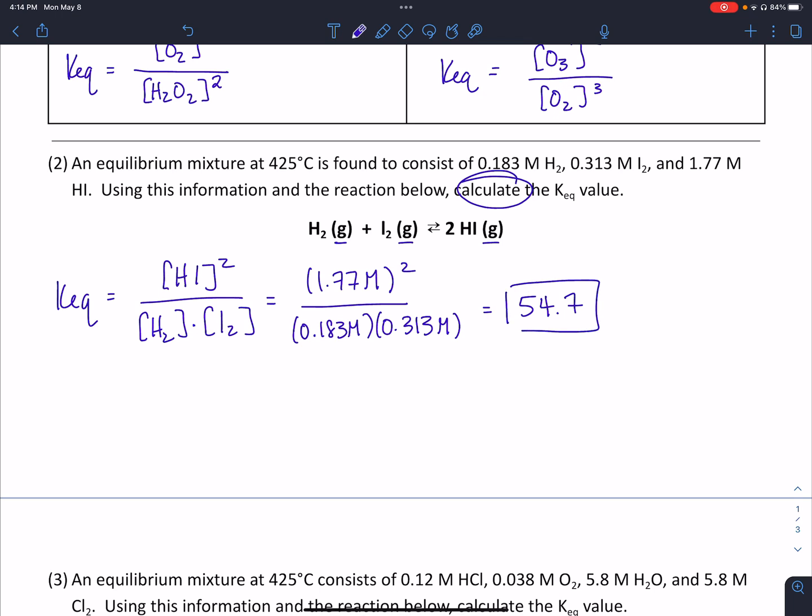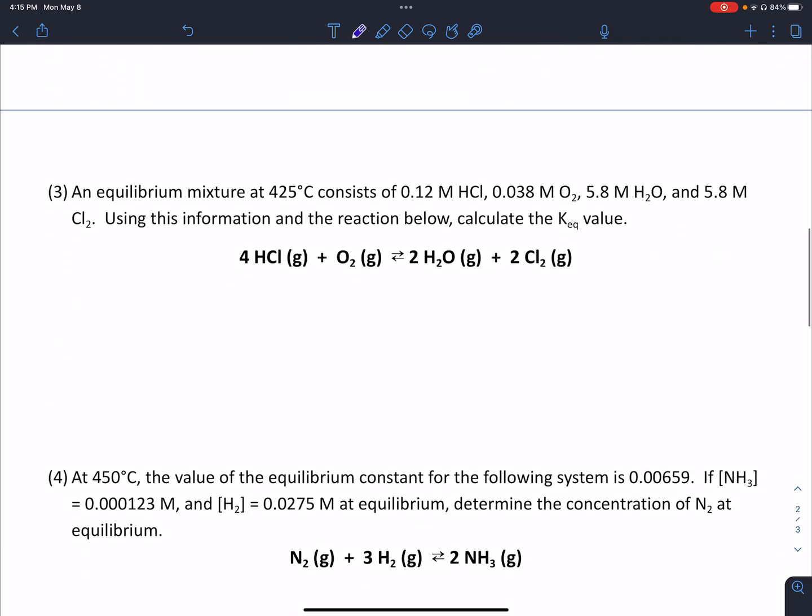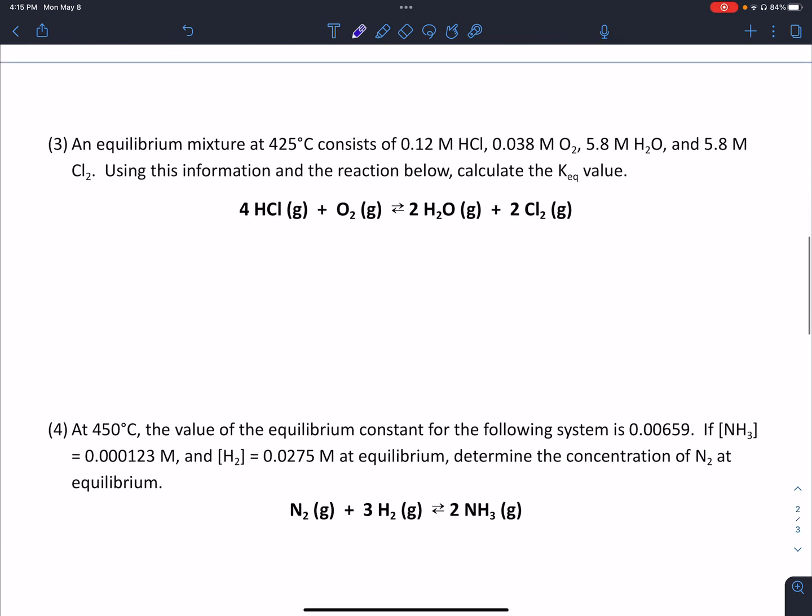All right, now I like to ask myself if that's reasonable. That helps me catch some calculation errors. Here, KEQ is greater than 1, which tells me that I should have more products than reactants at equilibrium. If we look, I have 1.77 molar product compared to 0.183 or 0.313. So that is definitely the case here. All right, so this is an example of how to write out your expression, plug in your equilibrium values, and solve. All right, so let's try another one that's very similar.